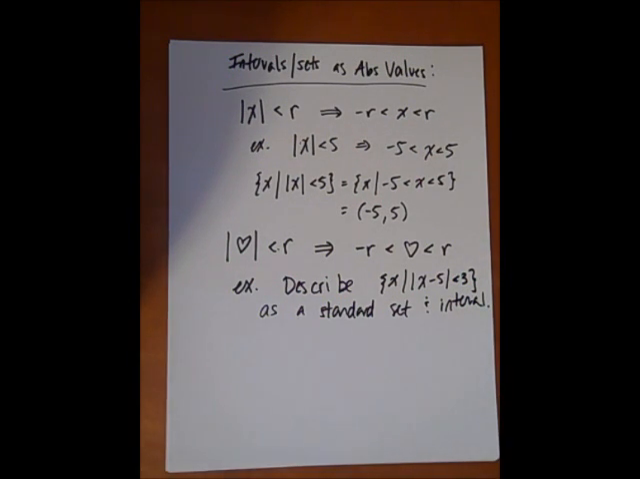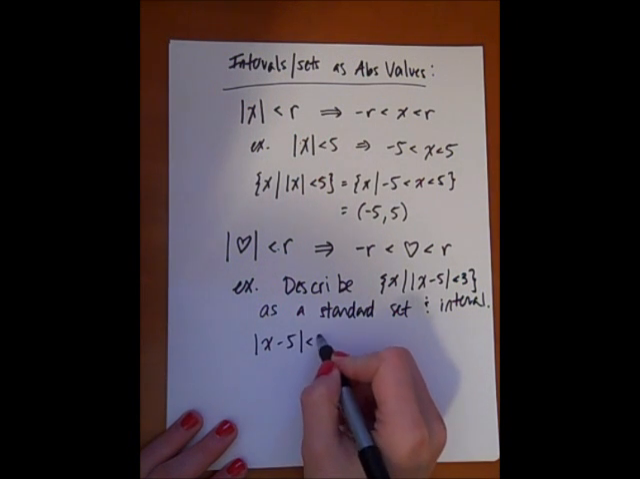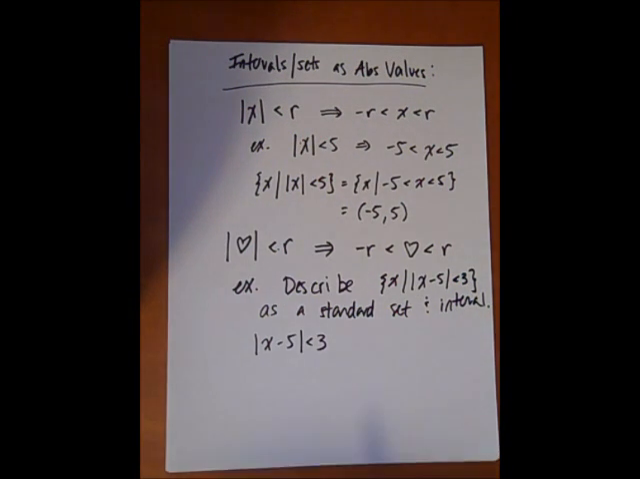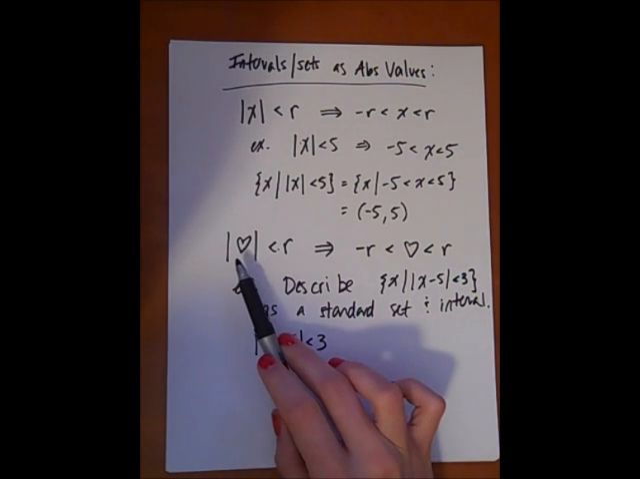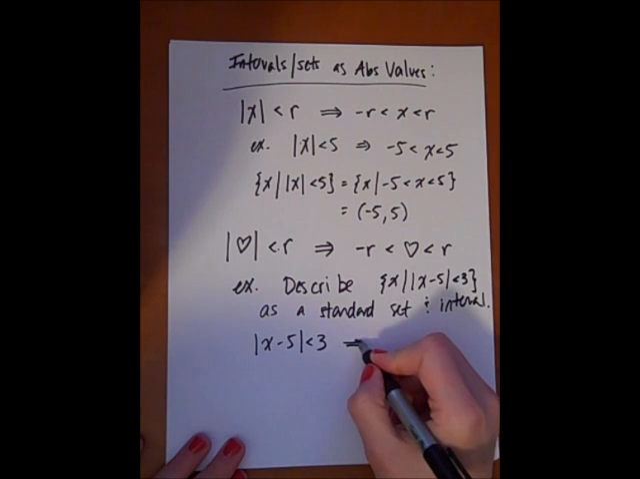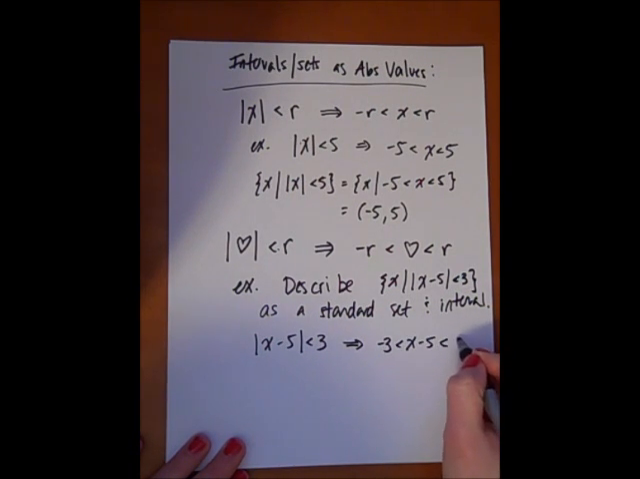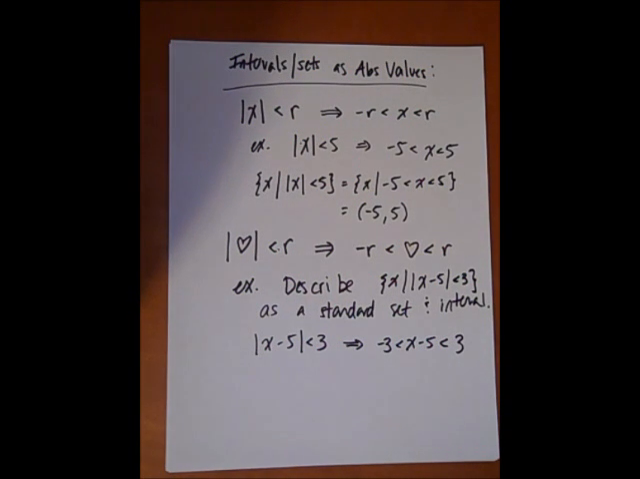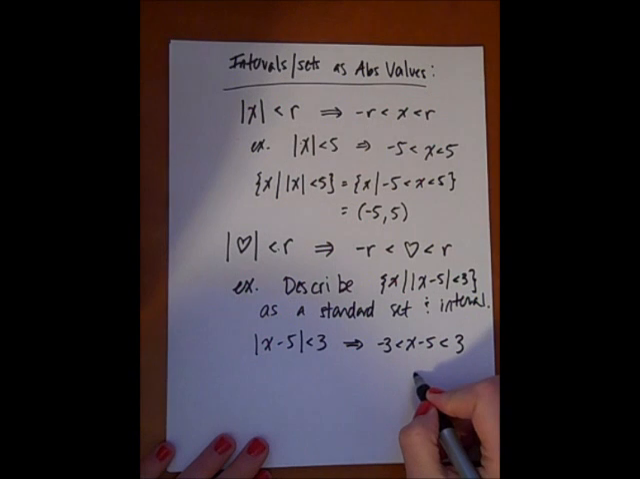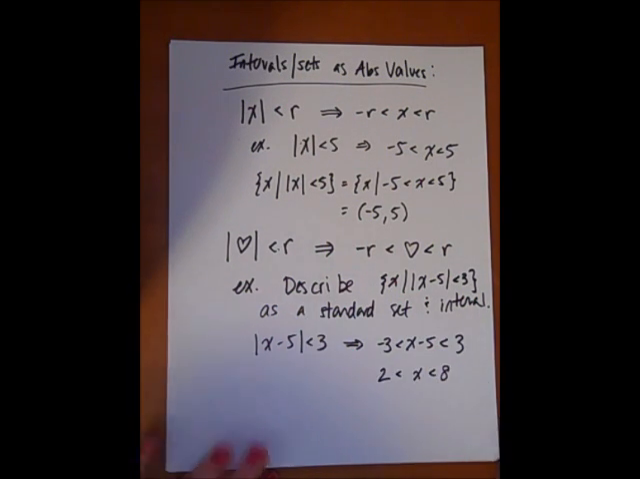Okay, so first let's start with this absolute value. So if I have the absolute value of x minus 5 is less than 3, what does that actually mean? We'll go back up here. It says anything that has an absolute value and it's less than r, I can bound it below by negative 3 and above by just 3. Now how do I solve for x here? Add 5, so I'll have 8 above and 2 below.